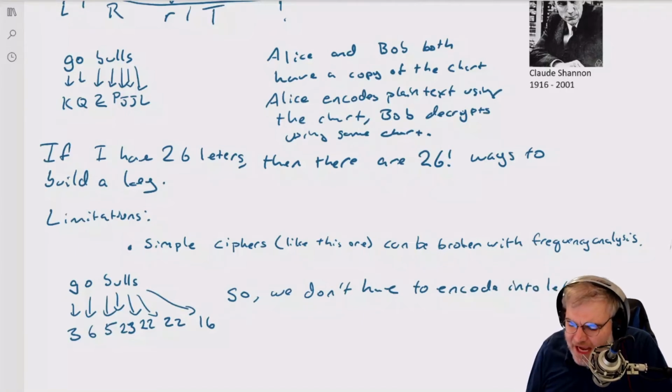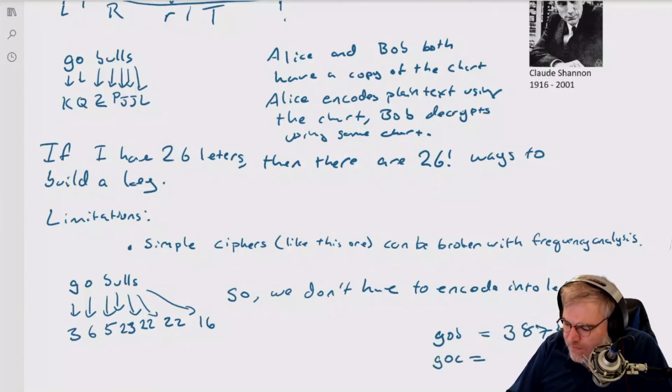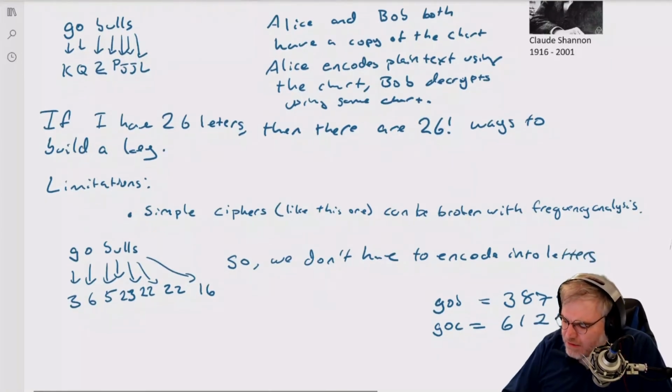What's more, I could actually encode the blocks, right? So instead of encoding these things, I could have the sequence GOB be 3,875, and GOC equal the sequence 6,129, right? So when I put in the encoding, right, and then I could have ULL.